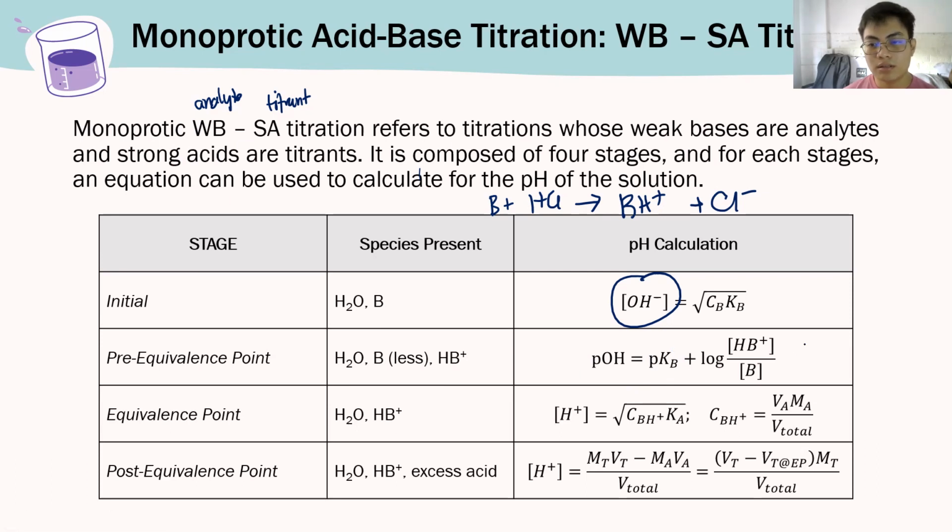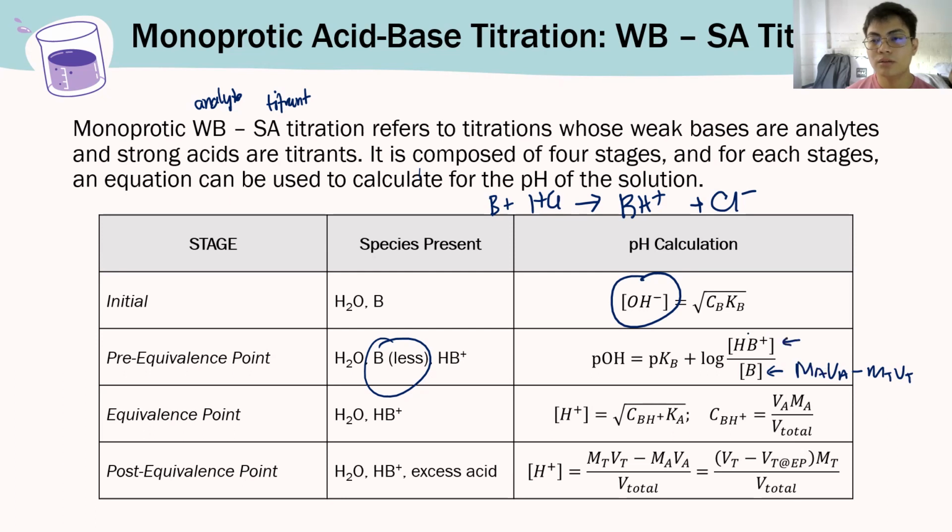Now, how about the concentrations of the base and the conjugate acid now? So look, ang base mo nabawasan. So you have your base analyte nabawasan ng amount ng titrant, no? So ano sa tingin niyo yung equation para doon? Yung analyte nabawasan ng titrant. So it will be MAVA minus MTVT. Very similar sa kanina, no?